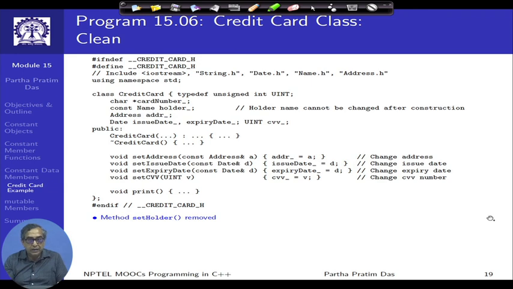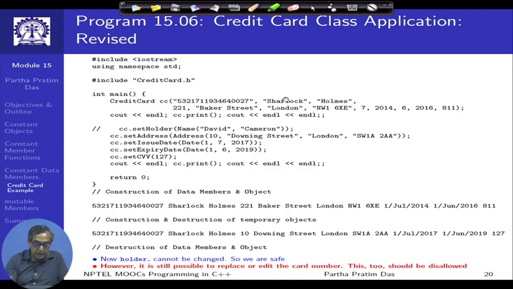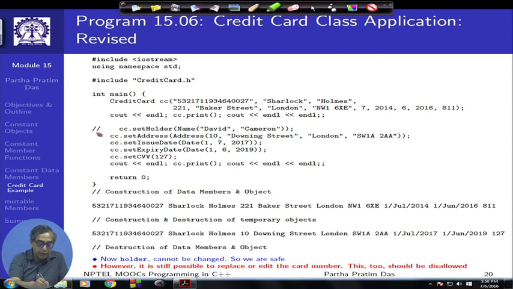So, this is just the same class cleaned up. We have now removed the set holder function, because that function cannot be compiled, and therefore, there is no way to change the holder, and we will use this to go through the application once more. Now, in the application, this is commented out, this cannot be done, but the rest of the changes can still be done. I can still change the address, the issue date and all those.